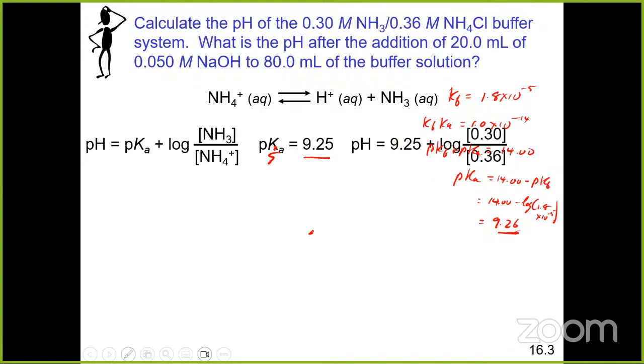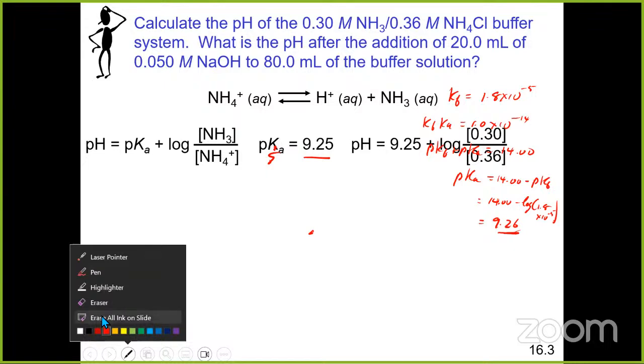And unfortunately, let me erase this here so that you can see more clearly. Is it okay for me to clear this? Okay, let me erase that.